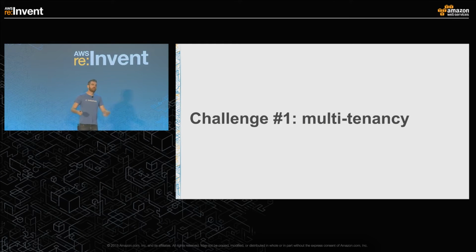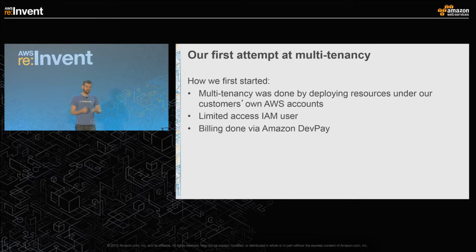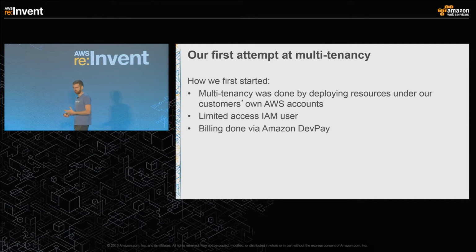So when we started off down the path of designing and building out Cassandra as a service, one of the challenges that anyone who provides something as a service will face is multi-tenancy. So how do you split up the service that you're providing and provide decent isolation to the customers that you're working with? Our first attempt at multi-tenancy was actually done by deploying resources under our customers' own AWS accounts. We had limited access to those accounts for our IAM users, and billing was done via Amazon DevPay. The reason why we decided to go down this path is it allowed us to provide isolation at the network and the account level.